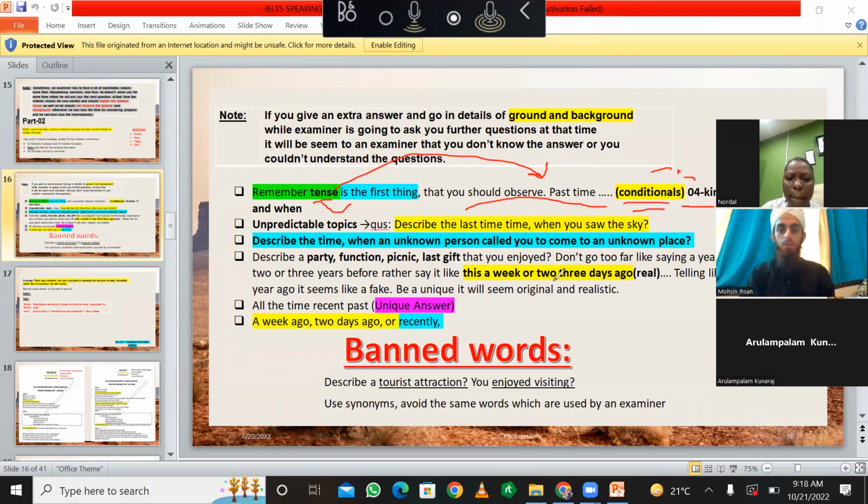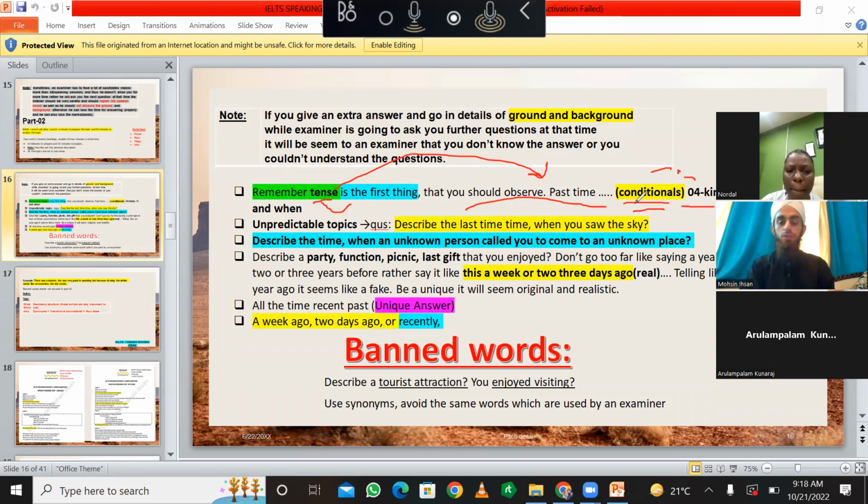Okay. Conditionals are sentences which show a condition, like all those sentences which start with if, when, if it happens, what will happen. If it happens, then this situation can be created. Conditionals have four types, and these are very easy. You can read from any grammar book, or any article, or I will share my notes with you for conditionals as well as for tenses. But this should be clearly understandable to you.